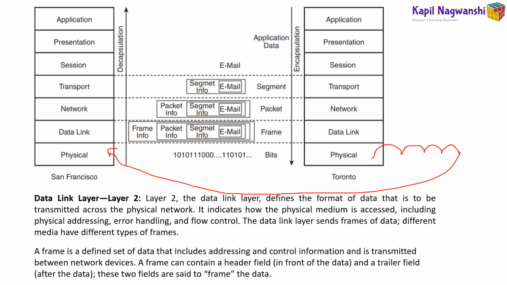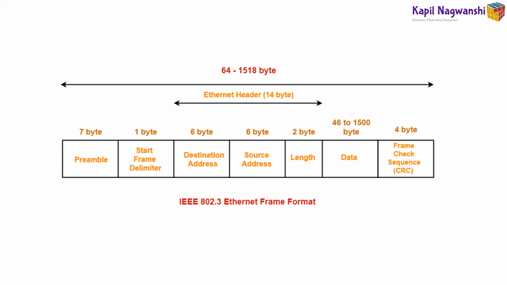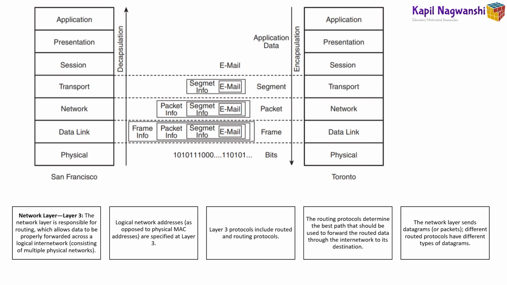In the data link layer, it is also the same, and the network layer shows source to destination delivery of the packet. Logical network addresses, as opposed to physical MAC addresses, are specified at layer 3. Layer 3 protocols include routed and routing protocols, which determine how to route the packets. The routing protocol determines the best path that should be used to forward the routed data through the internetwork to its destination. The network layer sends datagrams or packets. Different routed protocols have different types of datagrams. So this is what is seen in the network layer.